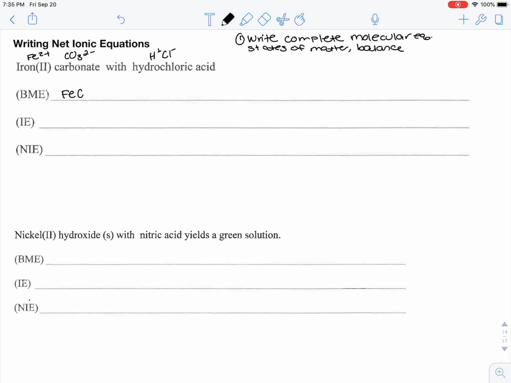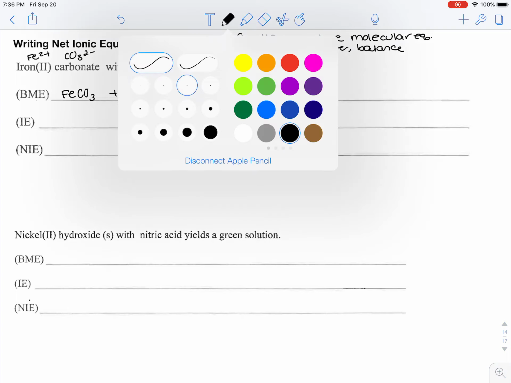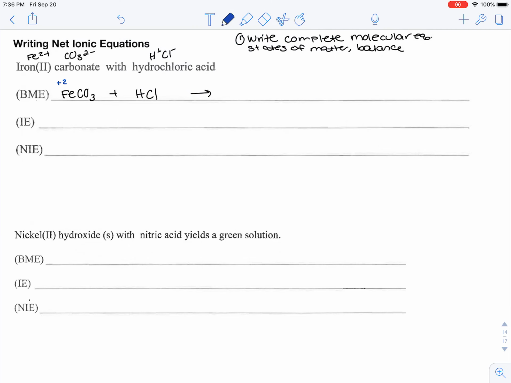iron carbonate, the 2's will cancel each other out, plus hydrochloric acid will make, therefore, remember that it's a double displacement, so the plus 2 and the minus 2 for carbonate, plus 1 and minus 1 for chlorine. Iron will form with the chlorine, the cation with the anion, and hydrogen will bond together with the carbonate to form H2CO3 and iron 2 chloride.